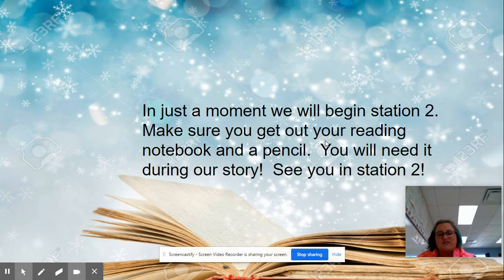All right, boys and girls, that is your vocabulary before we begin our story in Station 2. So in just a moment, we will begin Station 2. Make sure you get out your reading notebook and a pencil. You will need it during our story. So go ahead and turn to the very next blank page in your reading notebook and put today's date at the very top. You'll put a 1-12-21 for January the 12th, 2021. All right, see you in Station 2.